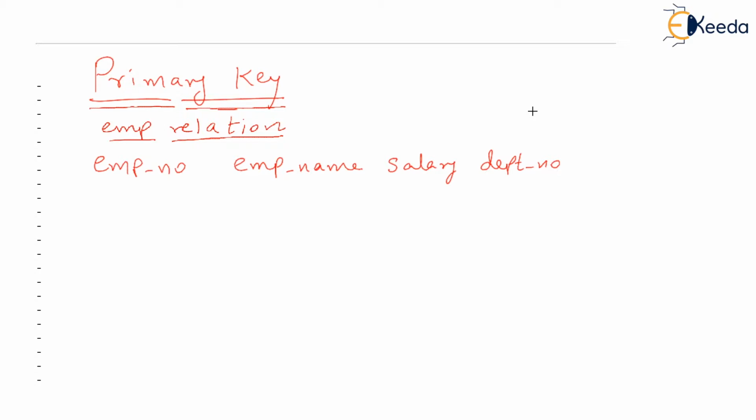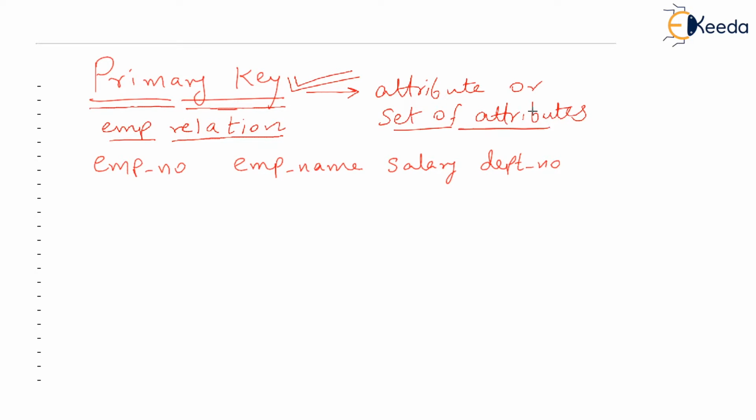Now we are learning about primary key, which is one of the attributes, one of the columns of the given relation. Basically, the definition of primary key is it is an attribute, that is column, or set of attributes. So it's not necessary that the primary key must be only one column. One of the columns can be primary key. Combination of two columns also can be primary key.